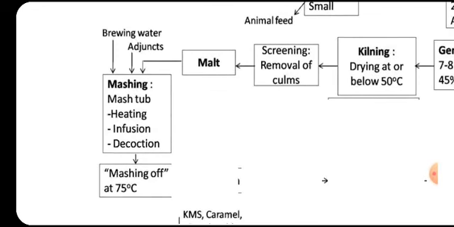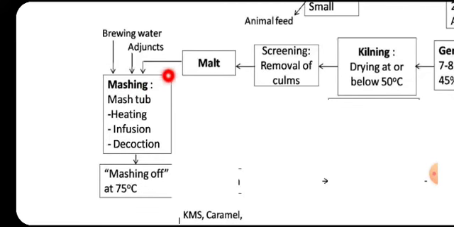Next step is mashing process in which malt is first milled so as to obtain coarse material. That coarse material is added to mash tub. It is mixed with hot water and mashing is done with the help of either infusion mashing process or decoction mashing process.